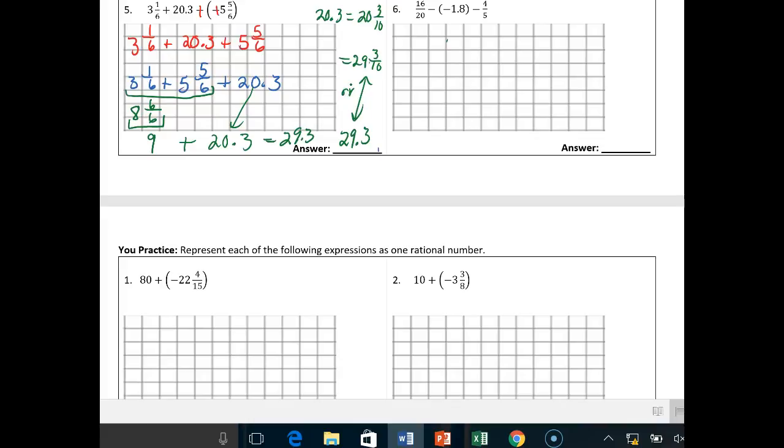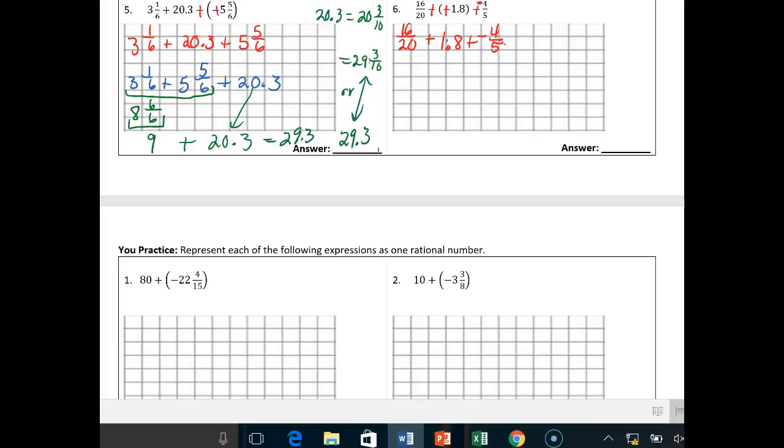Right? Number 6, let's go ahead and say, all right, we have a minus sign. We have a couple minus signs, so plus a positive here and plus a negative. Please remember that this is plus positive plus negative. So I got 16 over 20 plus 1.8 plus negative 4. Now there's going to be some tricks to this one.